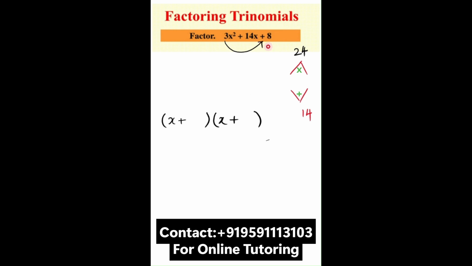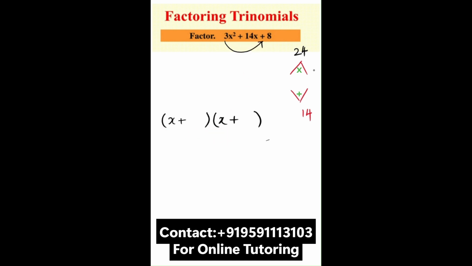Here in this case, it's plus 8, so either your answer would be 2 positive ones or 2 negative ones. How to decide whether you're going to get 2 positives or 2 negatives? That is by seeing the sign of the second term, that is the coefficient of x. In this case, it is a positive 14, so you're going to get 2 positive factors.